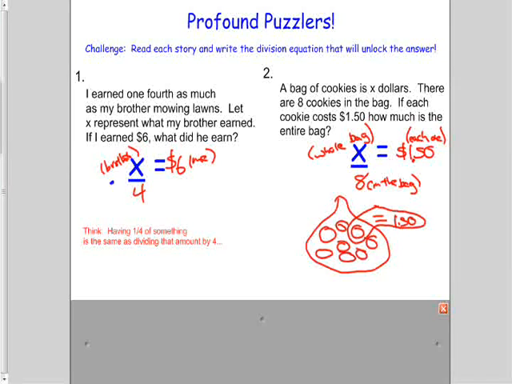Then I can go ahead and solve that equation. So the opposite of divide by 4 is times 4, and then I can see that my brother earned 24, and don't forget the dollar sign.